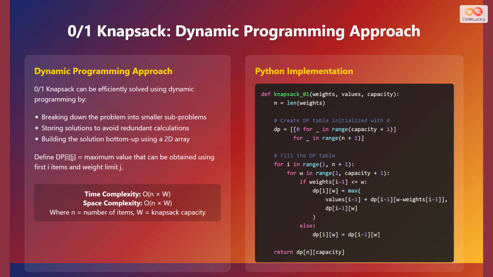Finally, we return the value in the bottom right cell of the dp table, which represents the maximum value that can be obtained with all items and the given capacity.